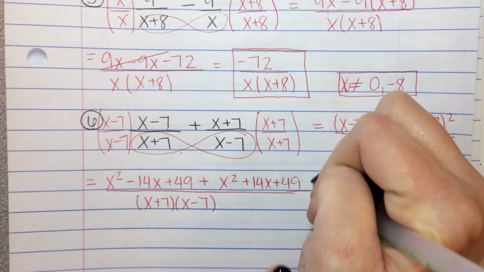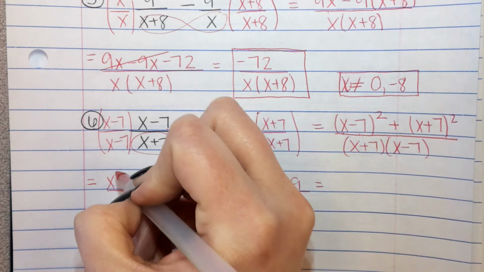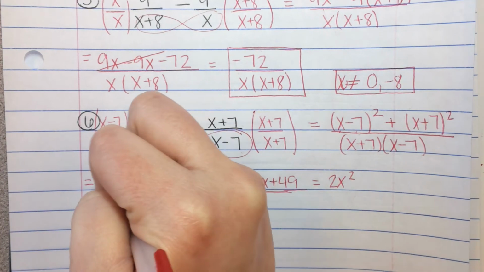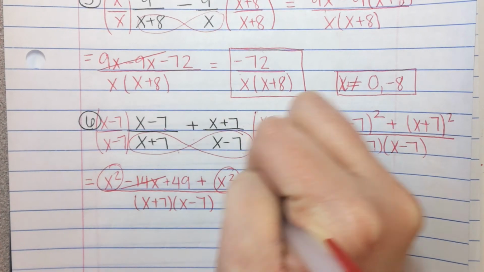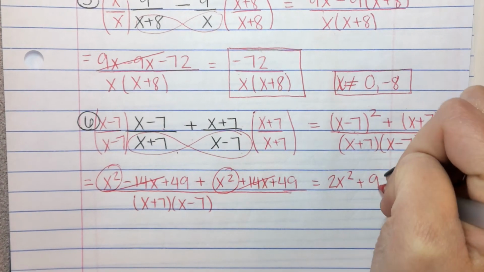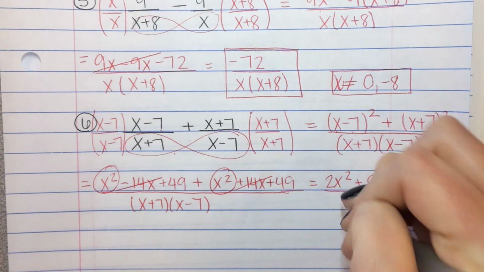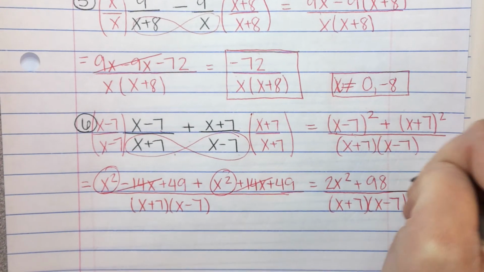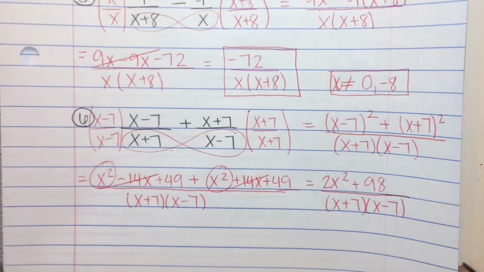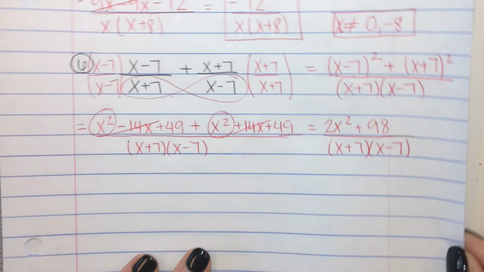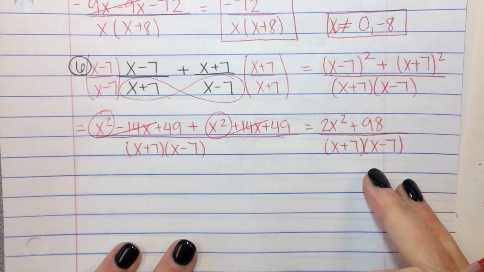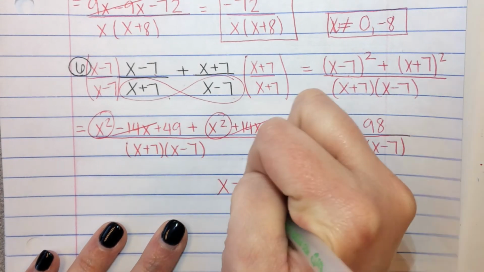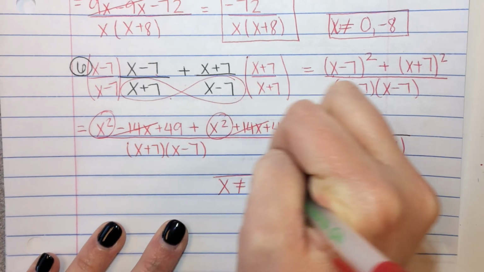Okay, so now on top, x squared and x squared is 2x squared. Negative 14x and 14x cancel. 49 and 49 is 98. And then I have x plus 7 and x minus 7 on the bottom. Okay, now, I can pick out my restricted values really easily here. So x cannot equal 7 or negative 7.